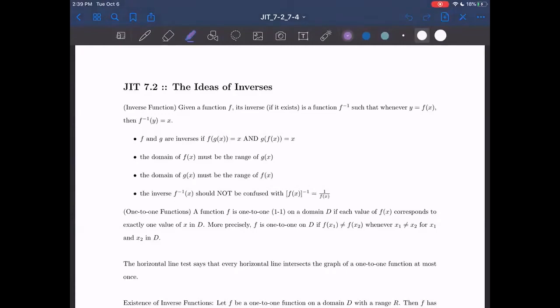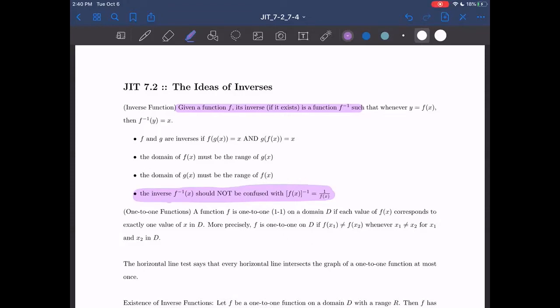So if we have a function f of x, its inverse, if it exists, is f inverse, or written as f to the -1, but they're not the same thing. It's written the same way, but that's not the same as 1 over f of x.